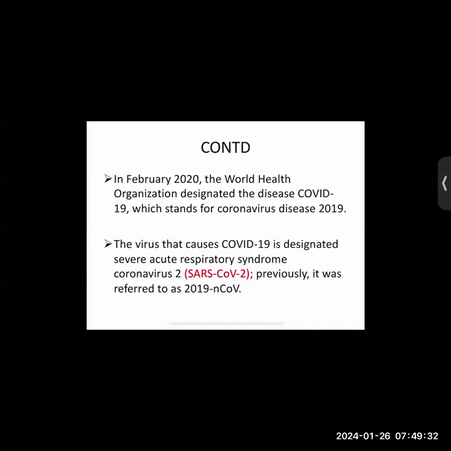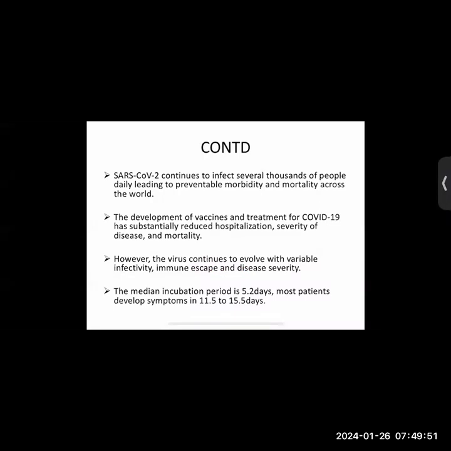It was said to be similar to SARS-CoV-2, with a previous name of 2019 novel coronavirus. Next slide, please. So it has continued to infect several thousands of people with preventable morbidity and mortality across the world. There has been development of vaccines and treatment which has helped to reduce hospitalization, disease severity and mortality. But the virus has continued to evolve with variable infectivity.